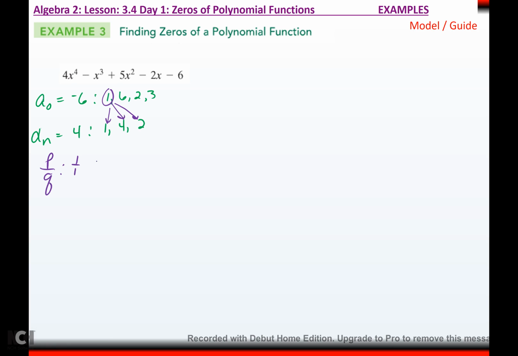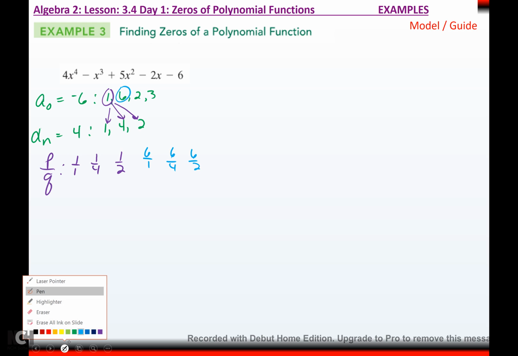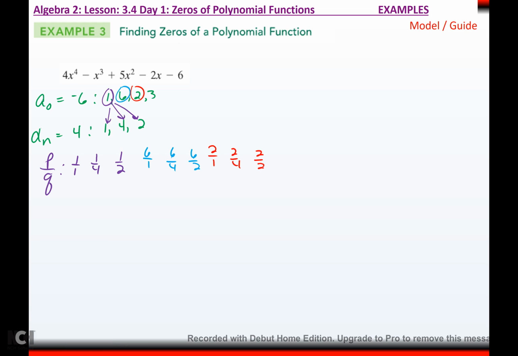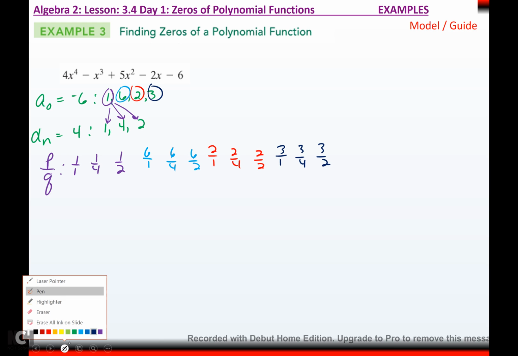And I'm going to have 1 over 1, 1 over 4, 1 over 2. Then I'm going to have 6 over 1, 6 over 4, 6 over 2. And then I'm going to have 2 over 1, 2 over 4, 2 over 2. And then I'm going to have 3 over 1, 3 over 4, 3 over 2. Let's clean this up and get rid of repeaters and other junk.